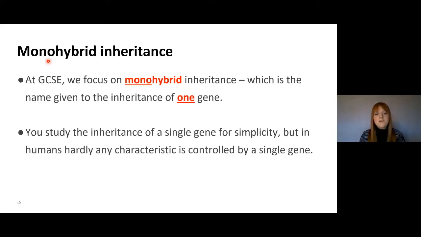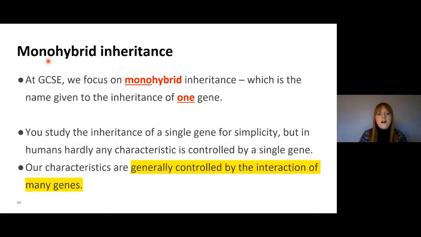But it's important to remember, and this is something that's important as you move forward in terms of exam questions, that hardly any human characteristic that we've got is controlled by a single gene. So it'd be lovely to think that the colour of your eyes was just determined by one single gene that we inherit from our parents, and there's 2 versions of that gene. But as we know, there's lots of colours of eyes, so that means that there must be different genes that are interacting with each other. Our characteristics are generally controlled by the interaction of many genes.